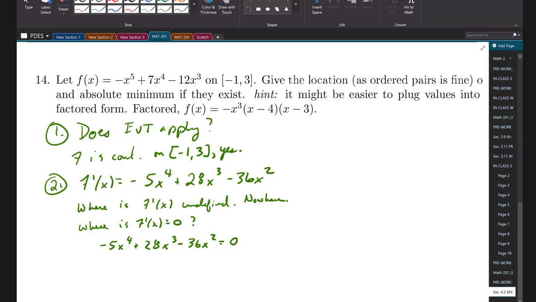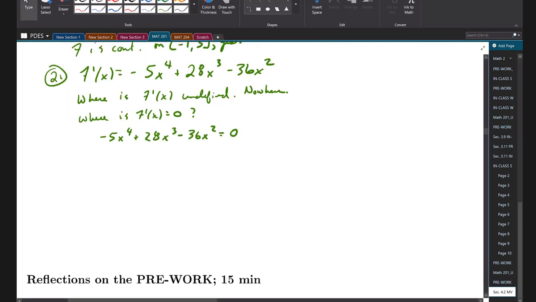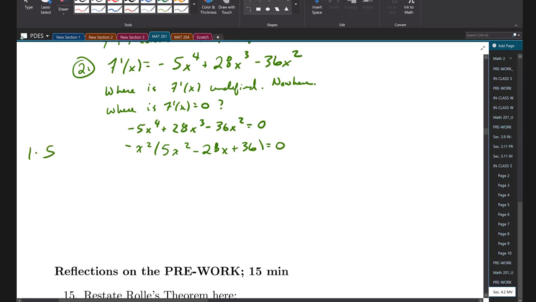I just need to find the zeros of this fourth degree polynomial. That sounds a little bit bad, but it's not too bad because I can first factor out a minus x squared, and so I'm really just left with 5x squared minus 28x plus 36. Folks, everyone factors their own way. My way of factoring is I write out the pairs that multiply to 5, and I write out the pairs that multiply to 36.